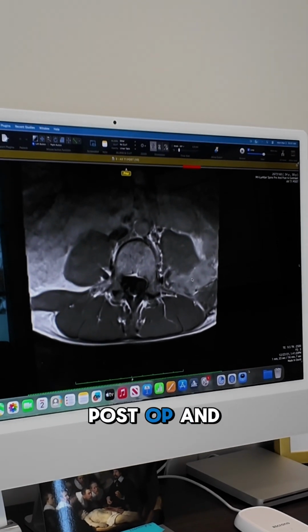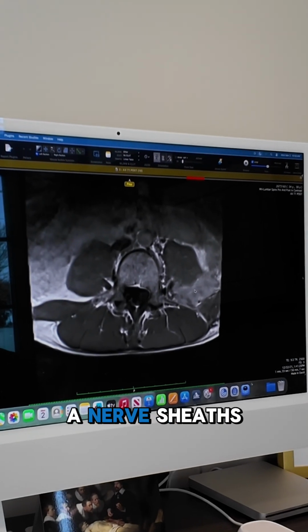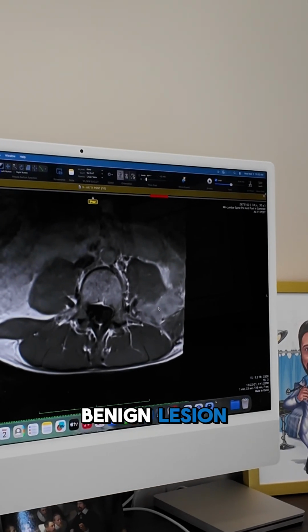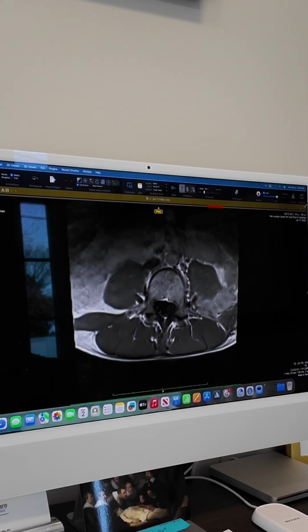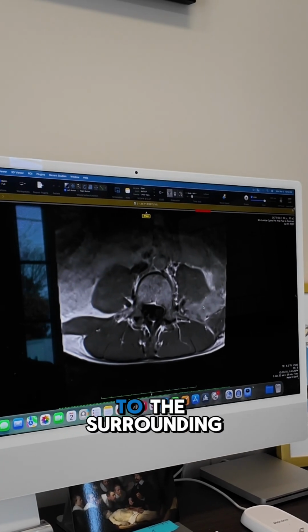He's 4 years post-op, and he has no recurrence at all. The pathology did come back as a nerve sheath tumor that was consistent with a schwannoma, very low-grade benign lesion. So just a very interesting look at how to approach the spine from different angles and access pathology with doing as little disruption to the surrounding tissue.